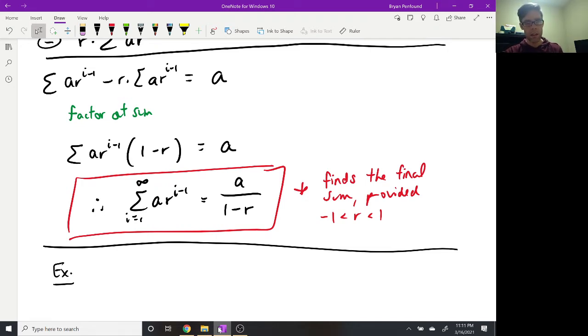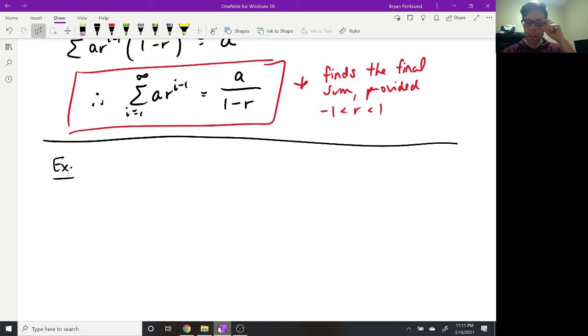A geometric series, provided that r is between -1 and +1, does converge, and it converges to the formula a over 1 minus r. So that is an important formula, and very similar to some of the other formulas that we talked about on Monday. This is one that you probably want to write on your formula sheet. It is going to be part of the formula sheet on your final exam as well.